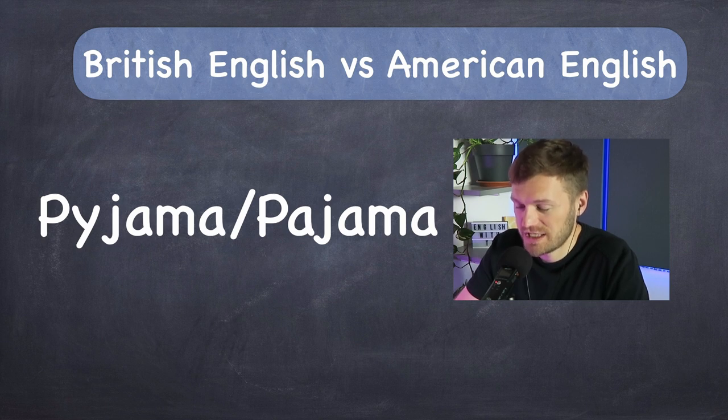Let's start with the British way of spelling this word. P-Y-J-A-M-A. And the American way of spelling this word would be P-A-J-A-M-A. Now, how would you pronounce this word? Let me know in the comments. The British way would be pajama with an R sound for both A's. Pajama. And in American English, it would be more like pajama with an A sound in the middle.